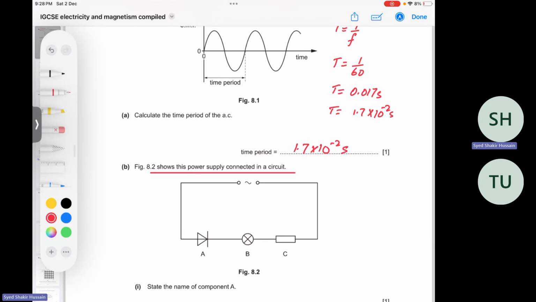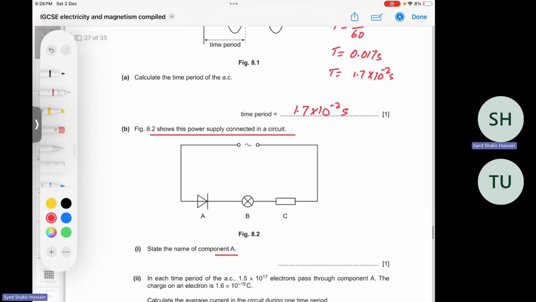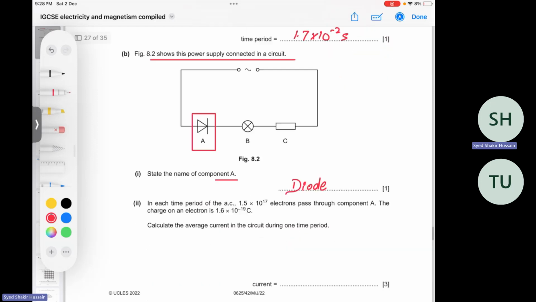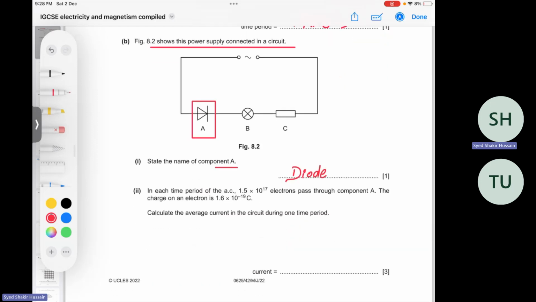Yes, sir. Figure 8.2 shows power supply connected in a circuit. State the name of component A. What's component A? That's a diode. All right. In each time period of the AC, 1.5 into 10 to the power 17 electrons pass through the component A. Charge on an electron is 1.6 into 10 to the power minus 19 coulombs. Calculate the average current in the circuit during one time period.